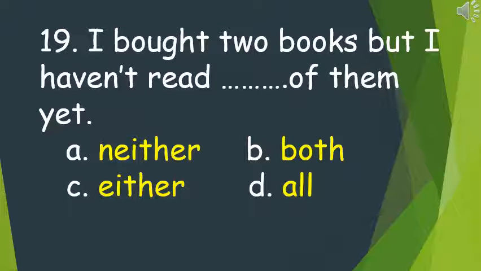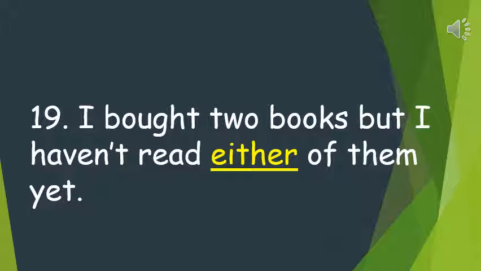I bought 2 books but I haven't read space of them yet. Once again 2 books. The choices are neither, both, either, all. I bought 2 books اشتريت كتابين but I haven't read either of them. أنا لم أقرأ ولا واحد فيهم.